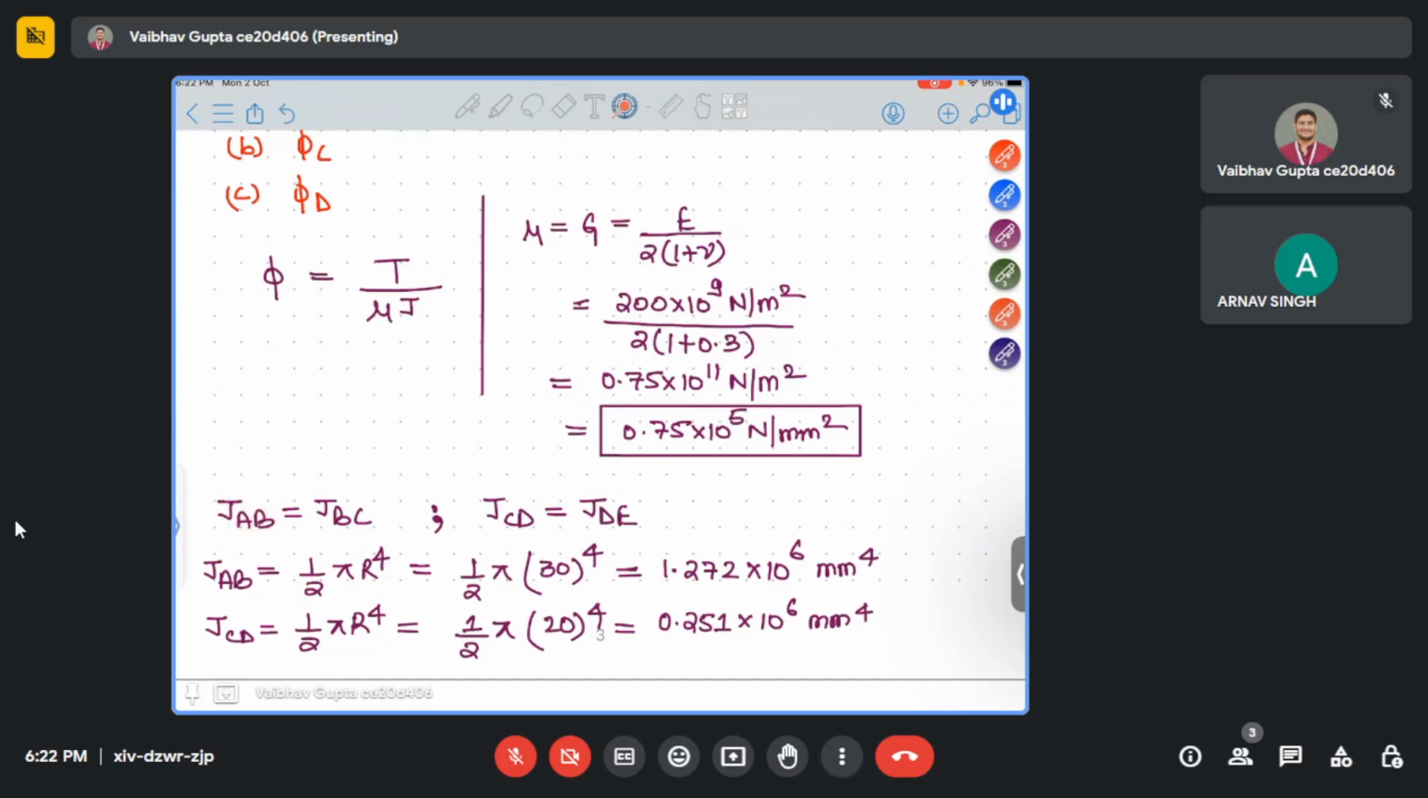So polar moment of inertia for solid circular cross section is nothing but formula is half pi r4. AB and BC are of same material and same diameter. That's why both polar moment of inertia are same. The diameter given in the question is 60 mm, so radius is 60 by 2, 30 mm. So half pi 30 to the power 4, which is this. Similarly, CD, same formula, because solid circular cross section, diameter given in the question is 40 mm, so radius is 20 mm. Final answer is this. Okay, got it?